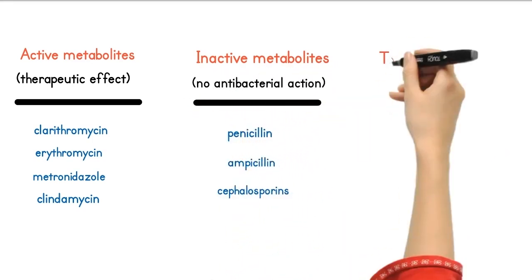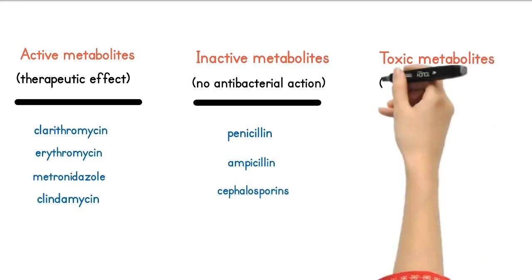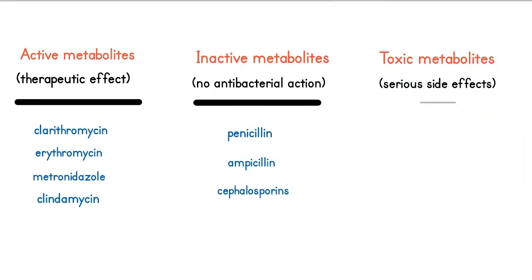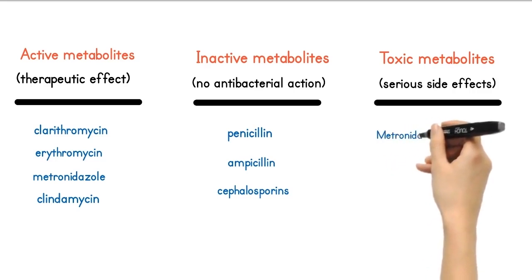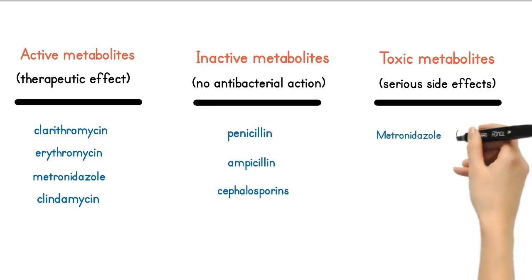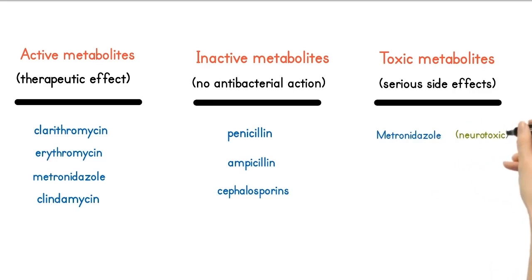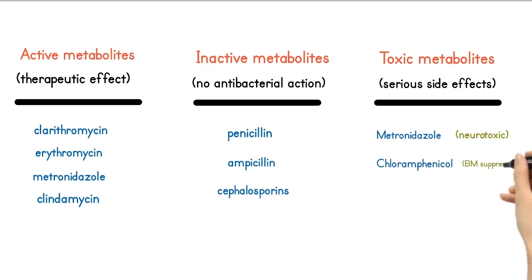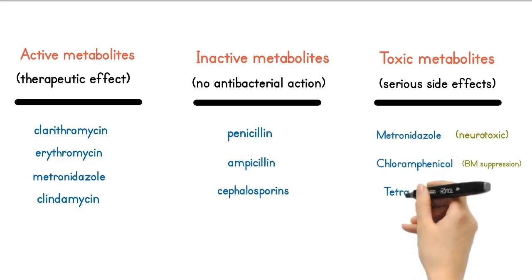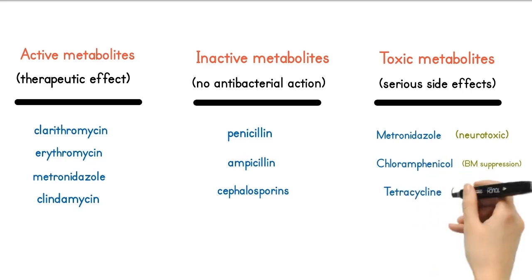Some antibiotics are metabolized into toxic forms, causing serious side effects. Metronidazole has an active form, but its toxic metabolites can cause neurotoxic effects. Chloramphenicol's metabolites can lead to bone marrow suppression, while tetracycline's metabolites can result in liver toxicity.